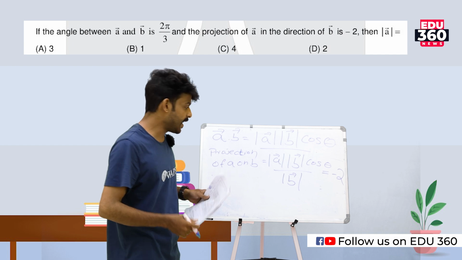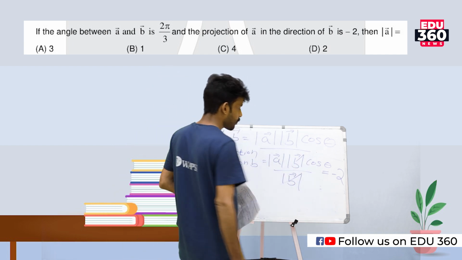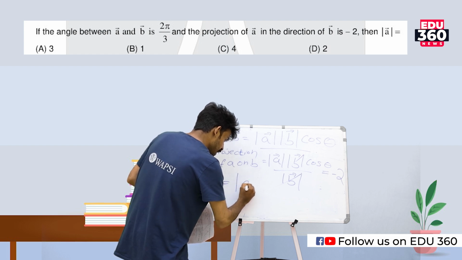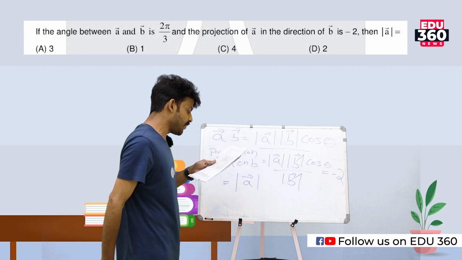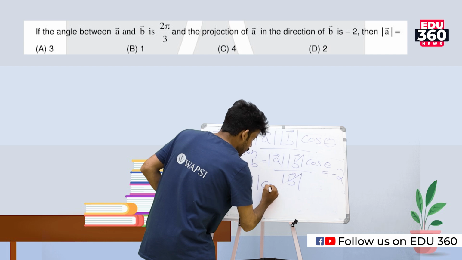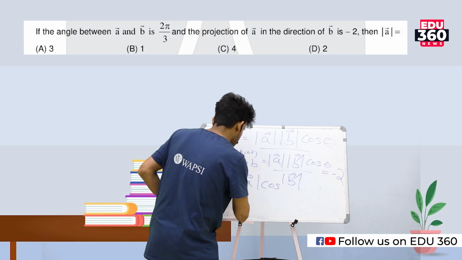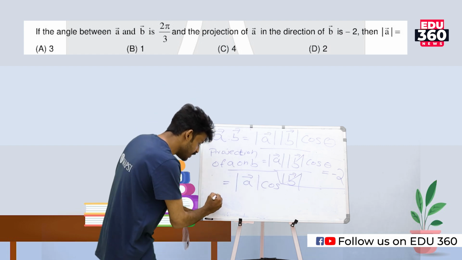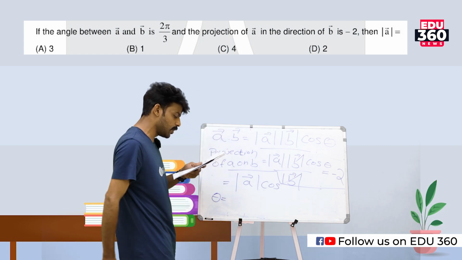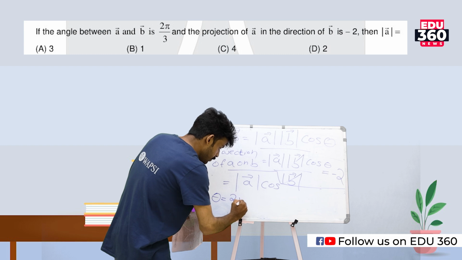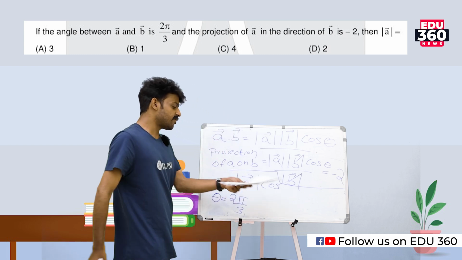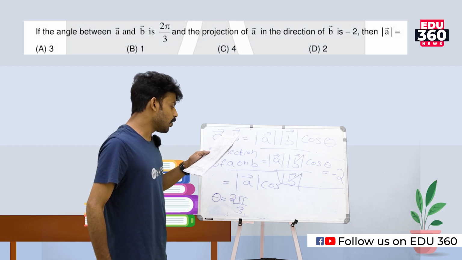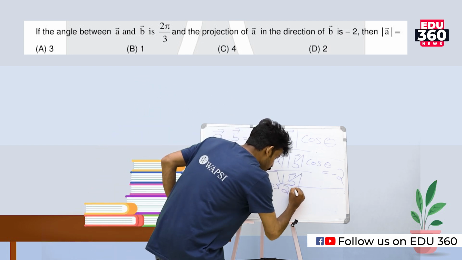Hereafter, in the next step, just cancel this. So we can write modulus of A vector cos theta. What is the value of theta here? In the question itself, theta is given as 2 pi by 3. Just substitute the values here. So modulus of A vector into cos 2 pi by 3.